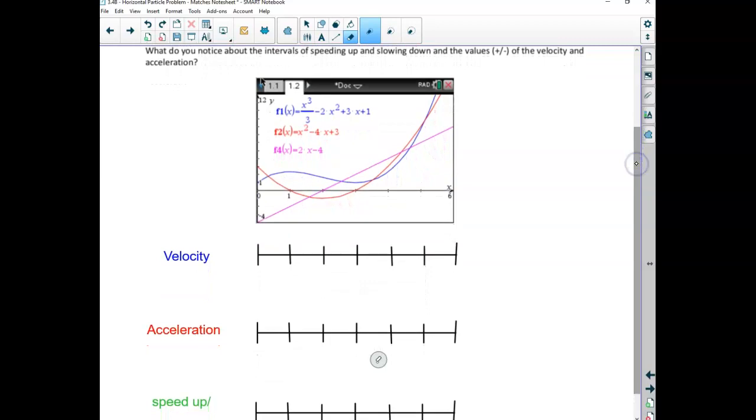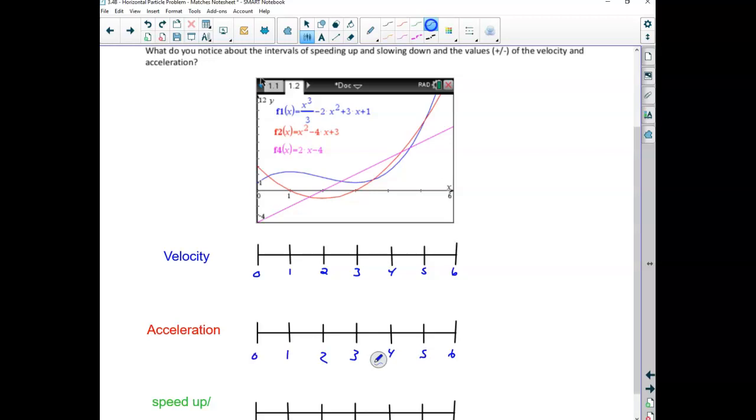What do you notice about the intervals of speeding up and slowing down, and the intervals of positive and negative between velocity and acceleration? Here I have 0, 1, 2, 3, 4, 5, 6, 5, 4, 3, 2, 1, 0, and we're going to compare velocity and acceleration. Between 0 and 1, my function's increasing, so I know my velocity is positive, and I can see my velocity is positive. Then between 1 and 3, my function's decreasing, which tells me velocity is negative, and I can see on my velocity curve that I'm negative. I've got to make that a little nicer. So I can see between here and here.